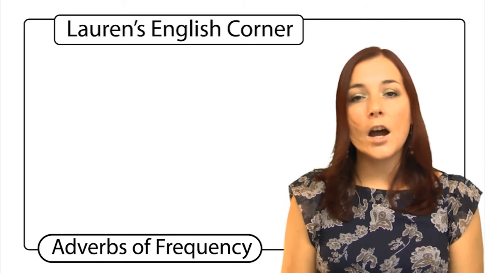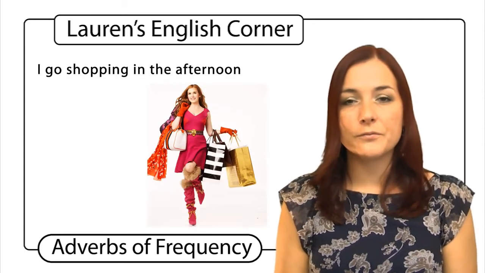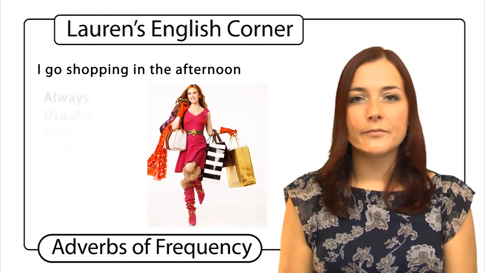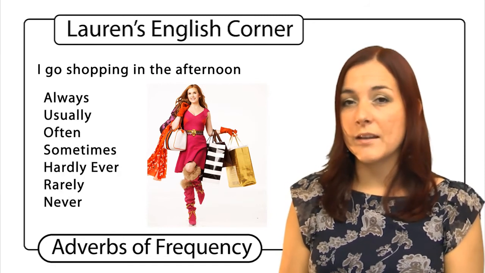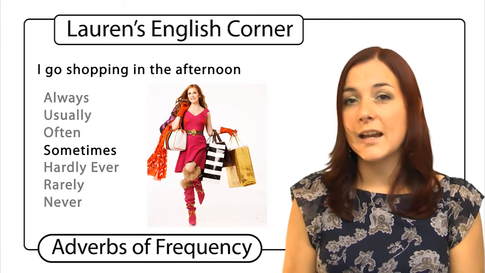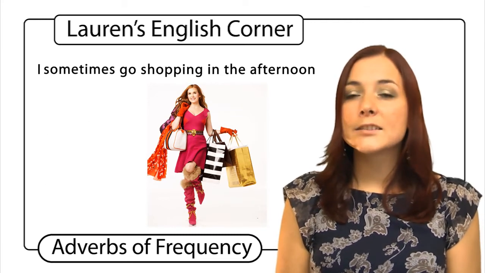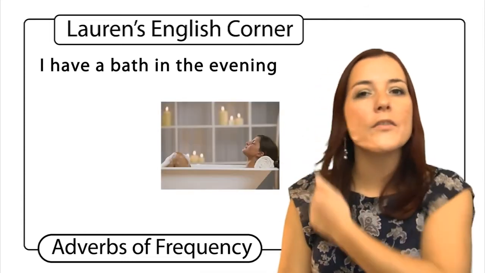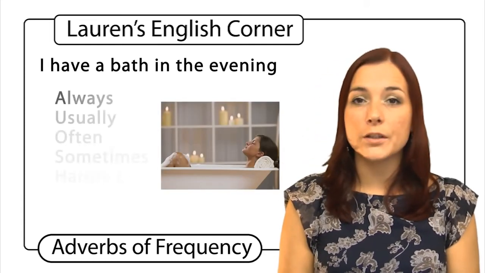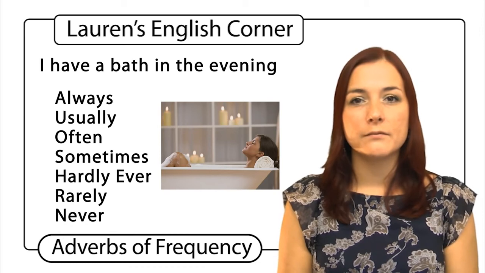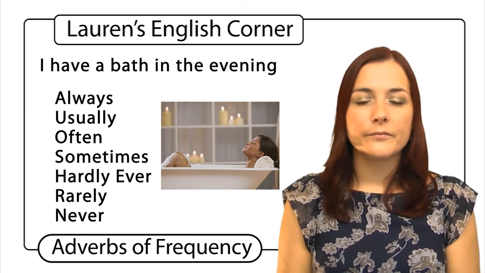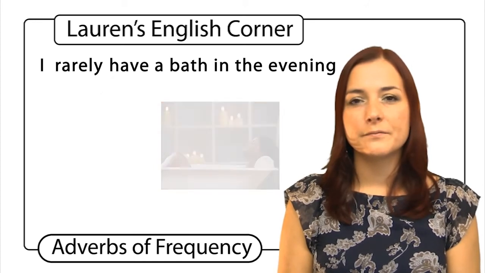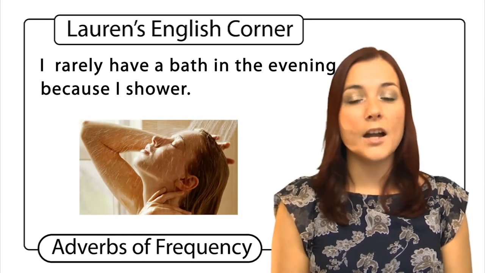Next sentence, I go shopping in the afternoon. How often do you go shopping in the afternoon? I would say, I sometimes go shopping in the afternoon. I have a bath in the evening. How often do you have a bath in the evening? I rarely have a bath in the evening. This is because I shower.